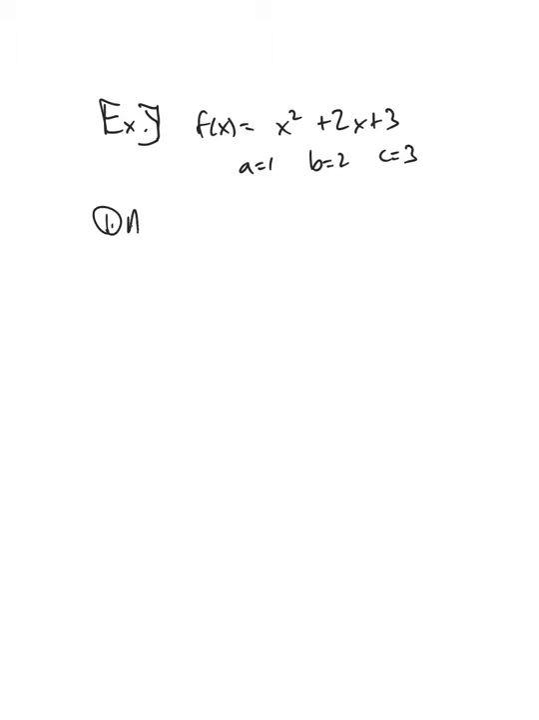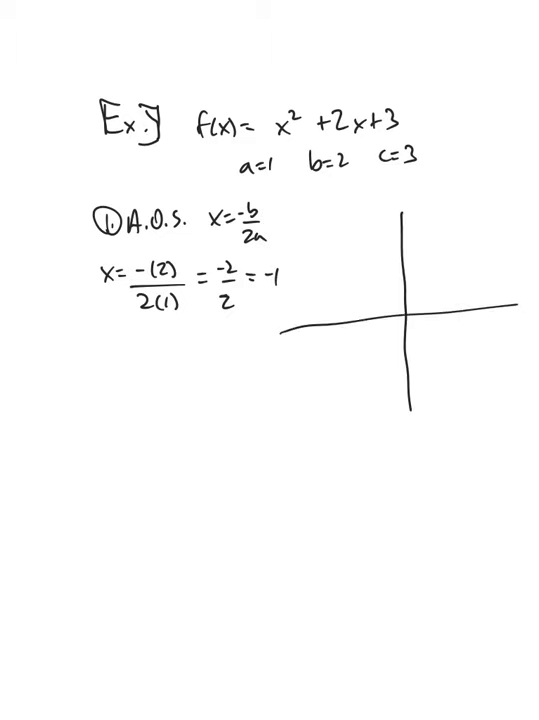All right, first step is going to be finding that axis of symmetry. Again, that formula is negative b over 2a. So negative, well, b is 2 over 2 times a is 1. Negative 2 over 2, that's negative 1. So the axis of symmetry, I'm going to graph this one right here. For this one is at negative 1. That is our axis of symmetry.